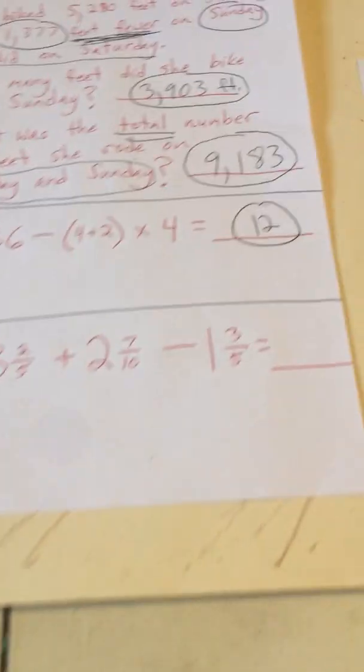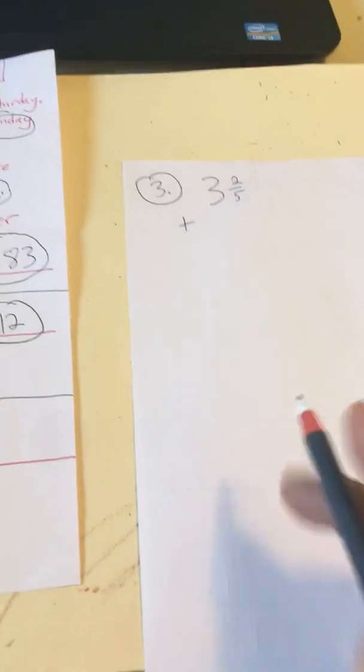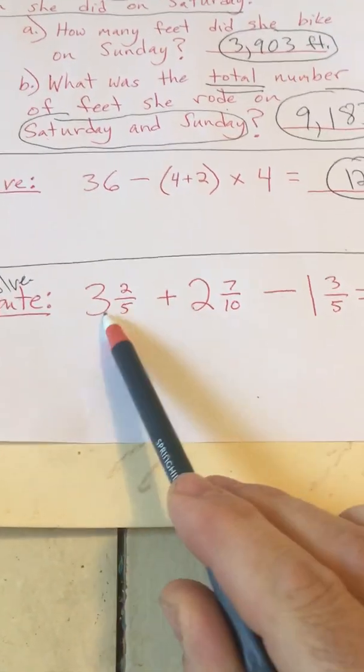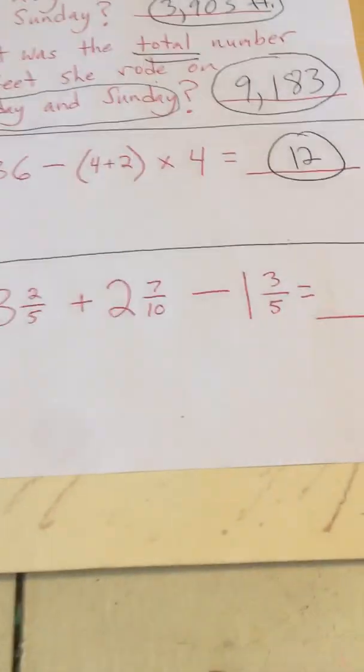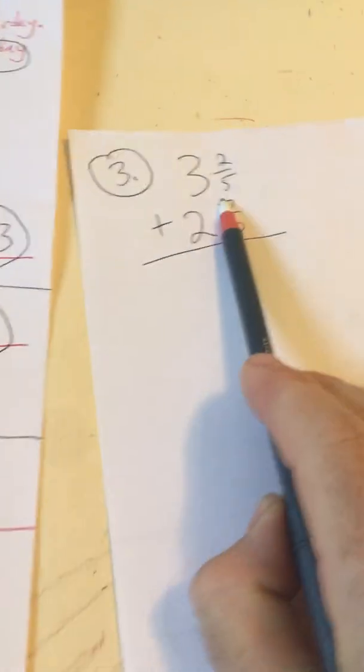So we can do 3 2/5. And I'm going to set it up vertically, on top of each other, to make it easier when I make equivalent fractions. And we are adding 3 2/5 plus 2 7/10. So before I work, I'm going to make sure that those are right. 3 2/5 plus 2 7/10. I got the right operation. I got the right fractions. Now we're good to start with that.